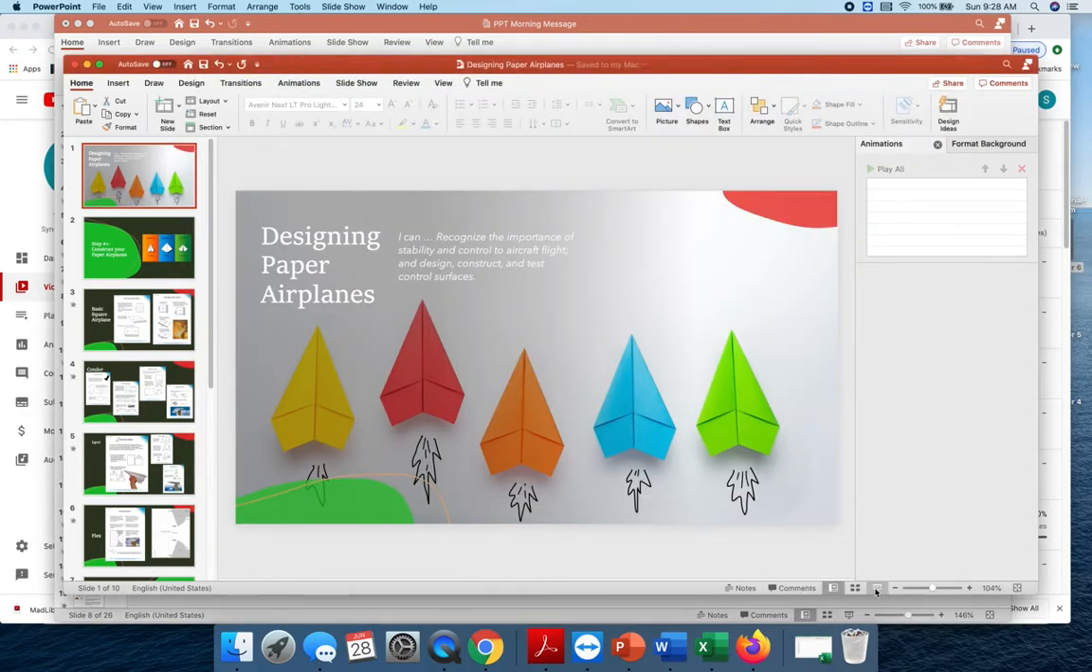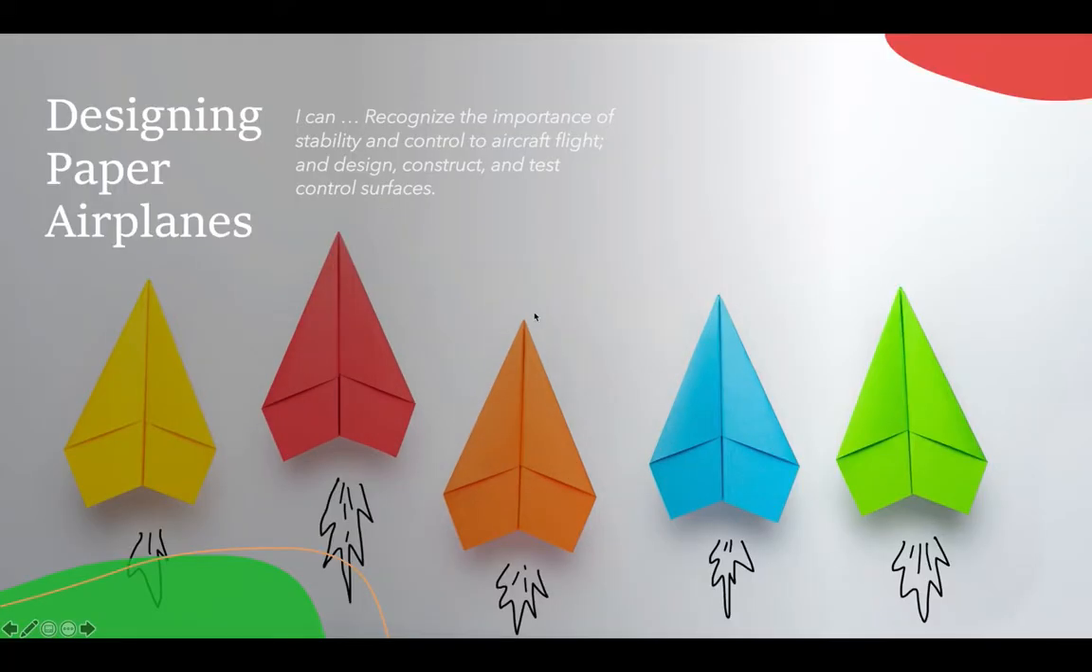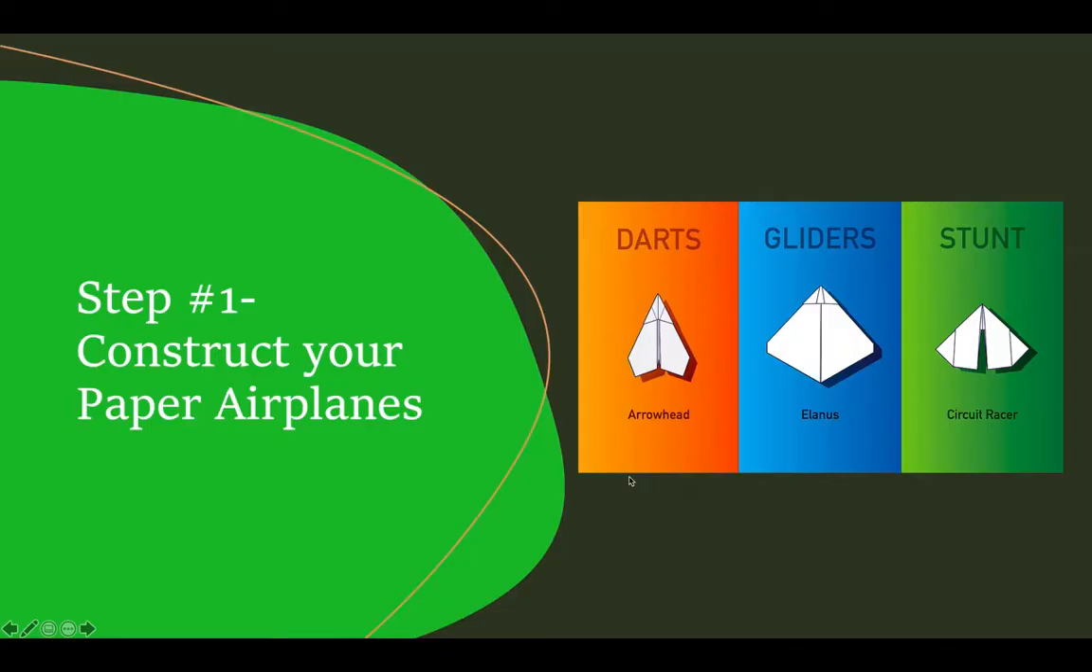All right. Okay, so designing paper airplanes. This is what you'd write down whenever we were in school: I can recognize the importance of stability and control to aircraft flight, and design, construct, and test control surfaces. Now there's many different types of paper airplanes, and today we're going to start with step number 1, which is the construction of the airplanes.